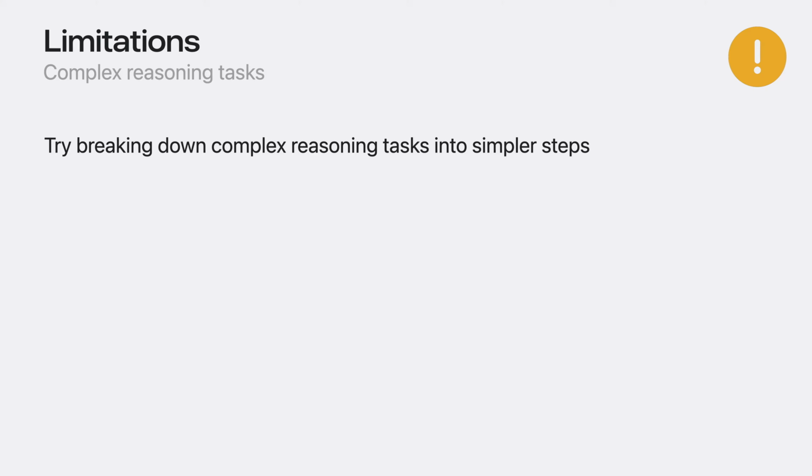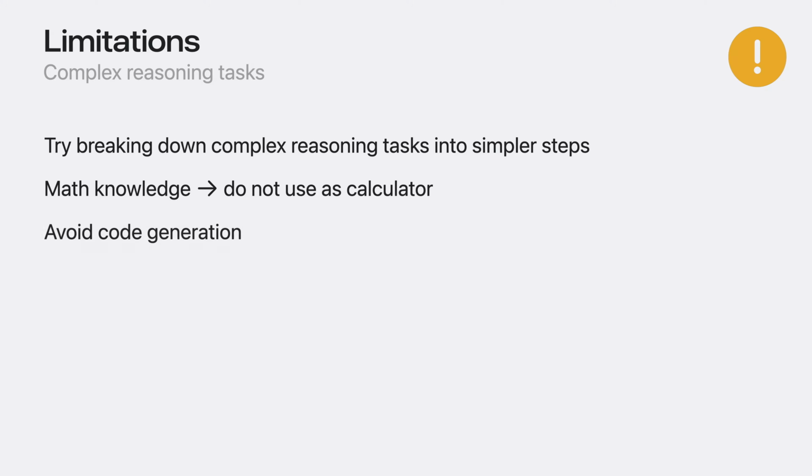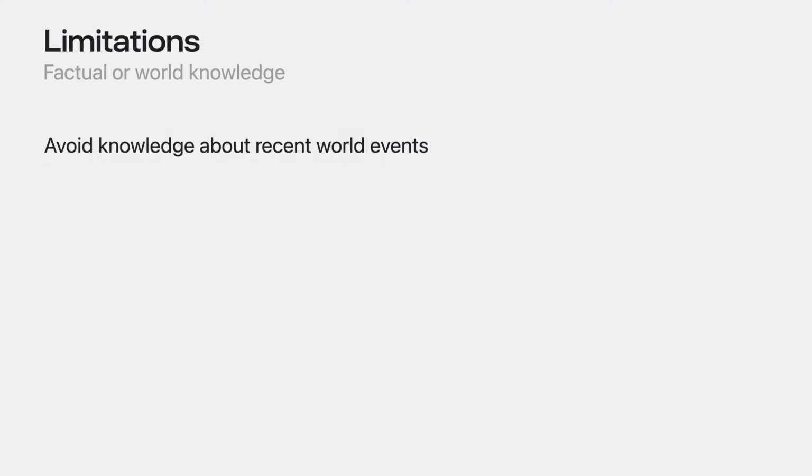If you're not getting good results with the system model for a complex reasoning task, try breaking down your task prompt into simpler steps. For math-related tasks, you're going to want to avoid asking this small model to act as a calculator. Non-AI code is much more reliable for math. The system model is not optimized for code, so avoid code generation tasks as well. Next, due to its smaller size, the system model has limited world knowledge.